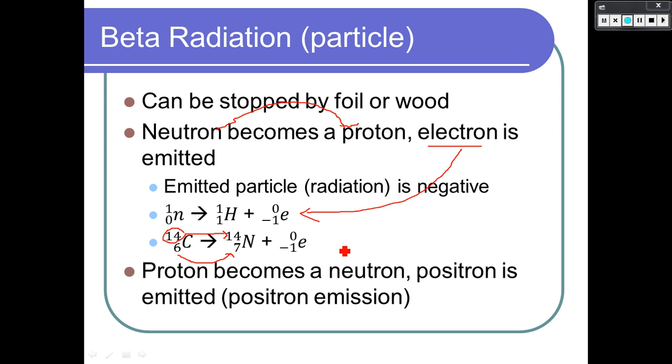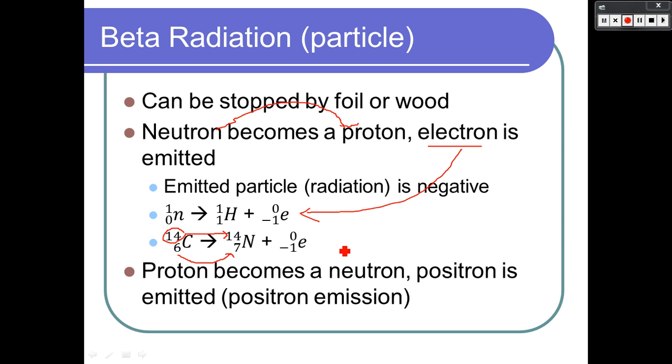There's another type of beta radiation, and some sources that you look at will list it as beta positive and beta negative radiation, in which a proton becomes a neutron, so the other way around, instead of a neutron becoming a proton, and what's called a positron is emitted. And a positron, if you've heard of antimatter in any science fiction book you've read, a positron is actually antimatter. It is an anti-electron. It has all the properties of an electron, but exactly opposite of it.